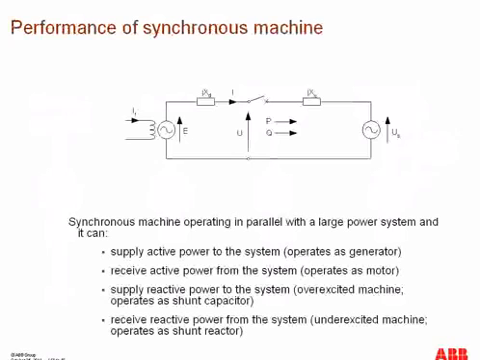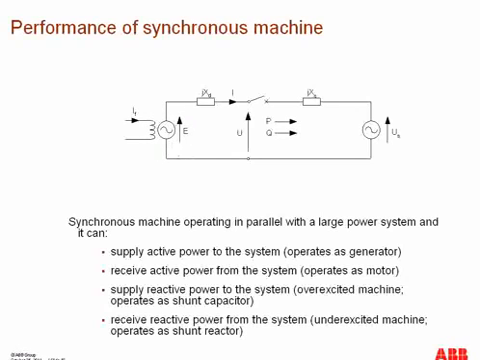Let's have a look at the simplified equivalent circuit of a generator connected with the power system. Right now you can see that this is the EMF voltage generated in the generator. This is the excitation current. This one is the reactance of the generator, and this one is the reactance of the power system, and this is the voltage of the power system. Now, if the generator is supplying active power to the system, then this machine is acting as a generator. And if it is receiving active power from the system, then this synchronous machine is acting as a motor.